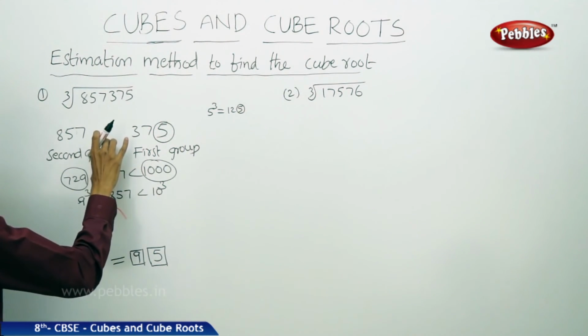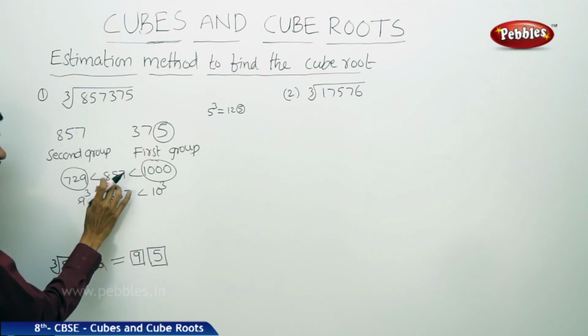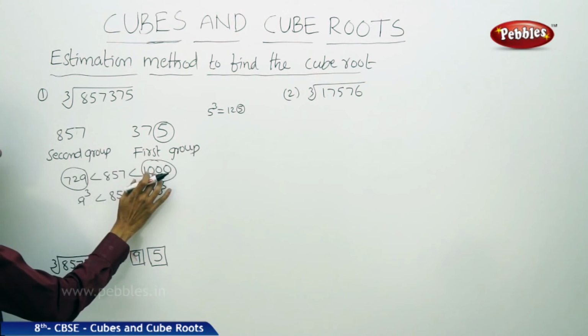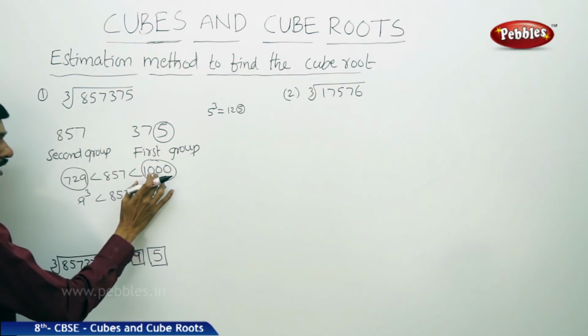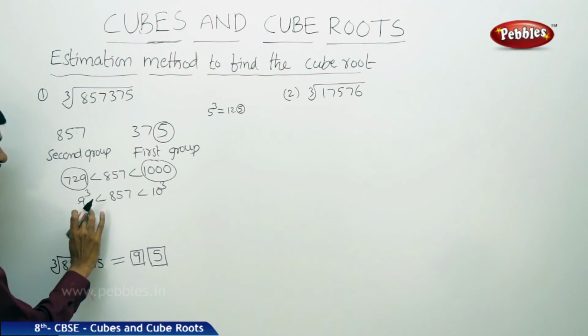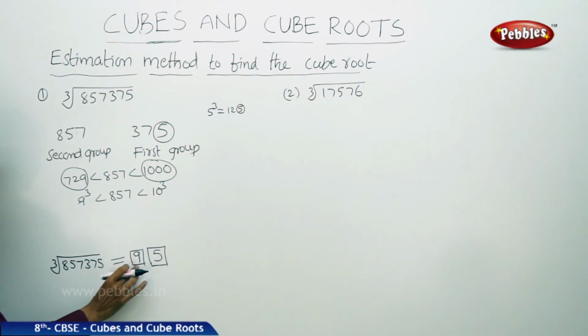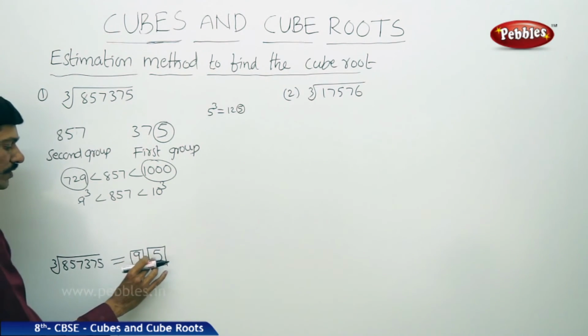Next, consider the second group, that is 857. This 857 lies between two perfect cubes, 729 and 1000. 729 can be written as 9 cube and 1000 can be written as 10 cube. In these two numbers, which is smaller? 9. What is the units place of this 9? It is obviously 9. That 9 is the tens place of the required cube root. So the cube root of the given number is 95.